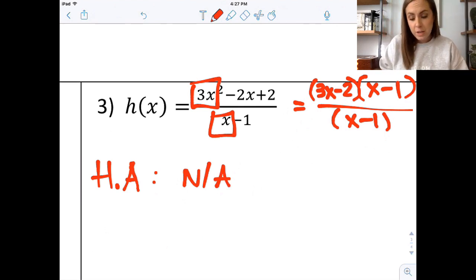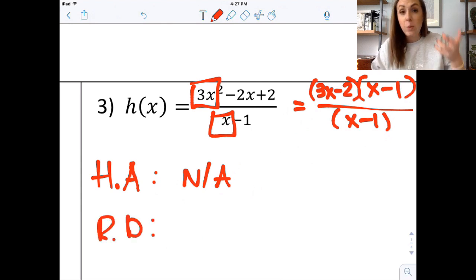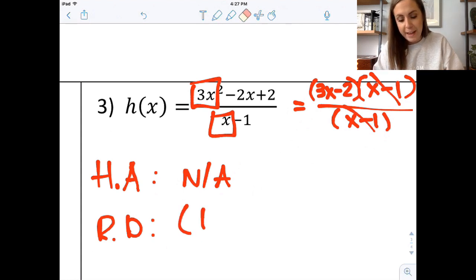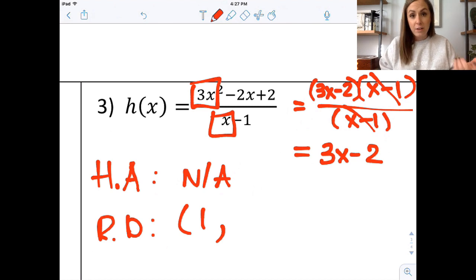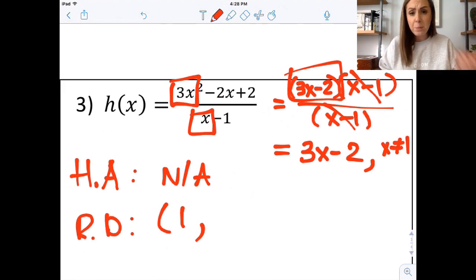For the removable discontinuities, let's see what we can remove. So removing from the equation, the x minus 1's cancel, right? So that means my removable will be at x equals 1. And then to figure out the y value, we're going to plug back into whatever's left over. Because this is really what's left over as long as x doesn't equal 1, right? So plugging 1 into that, I get 3 minus 2, which is, or 3, I'm sorry, that's a 1.